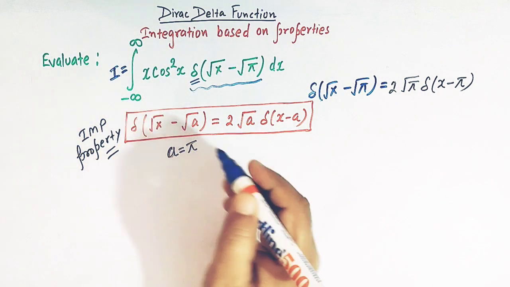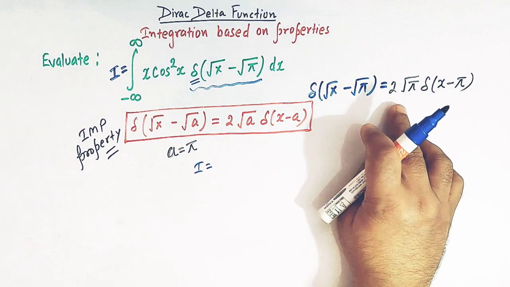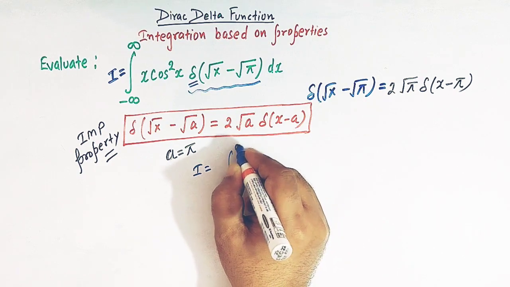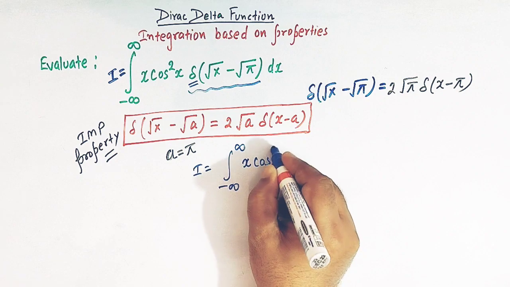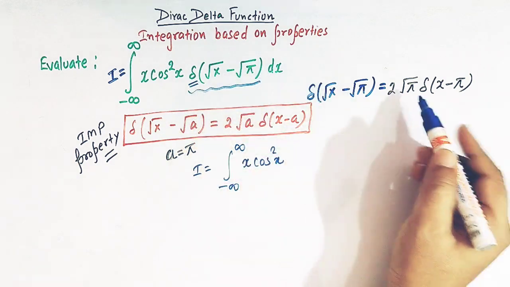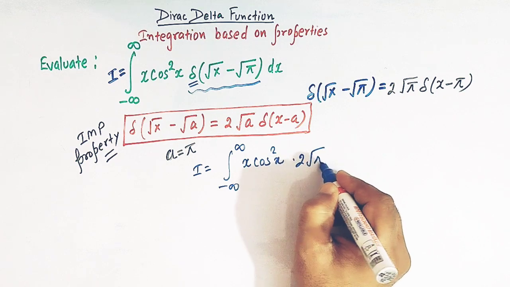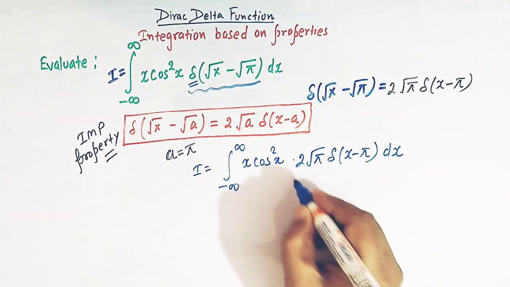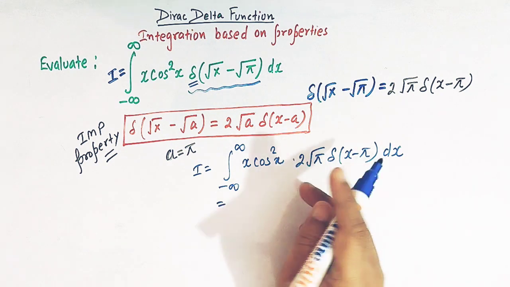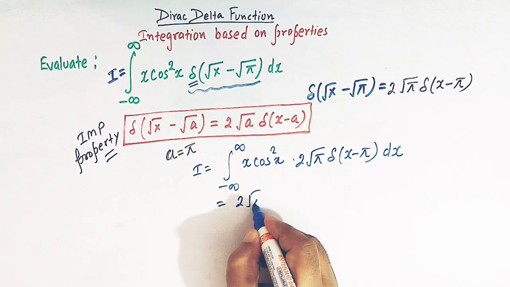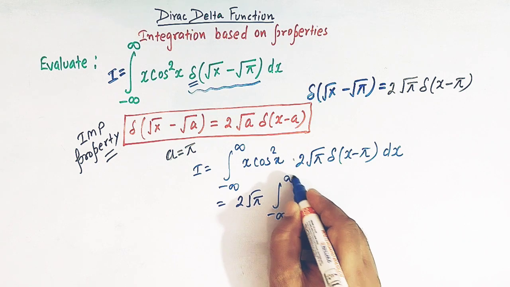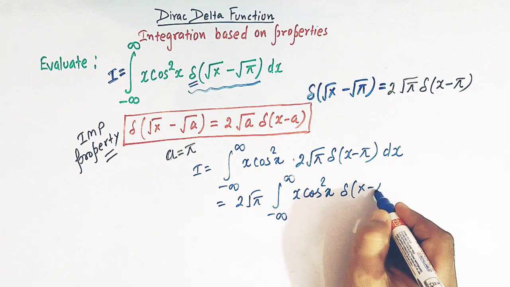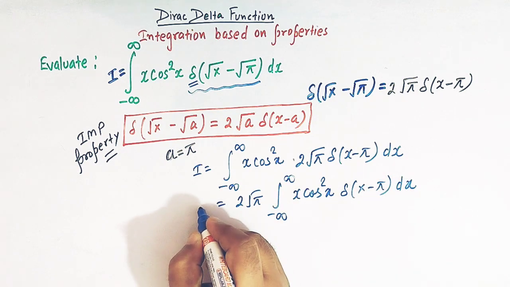Now this integral I can be written with the help of this property: minus infinity to infinity, x cos square x, and for this term we have 2 root pi, and here we have delta of x minus pi and dx. Now 2 root pi is a constant, so we can take it outside the integral sign. So we have 2 root pi and minus infinity to infinity x cos square x and delta of x minus pi dx.